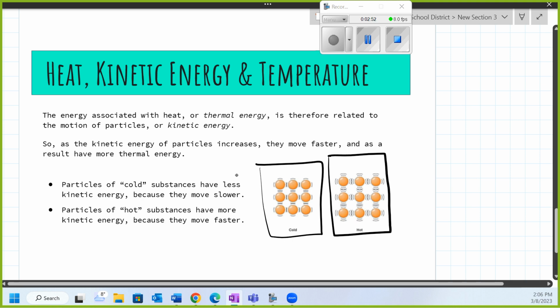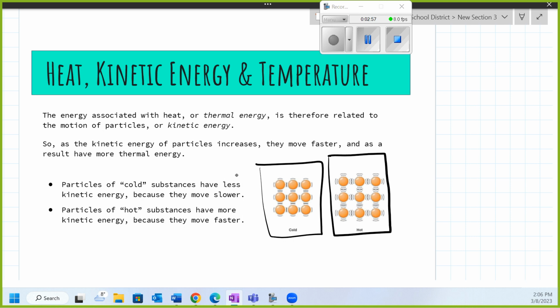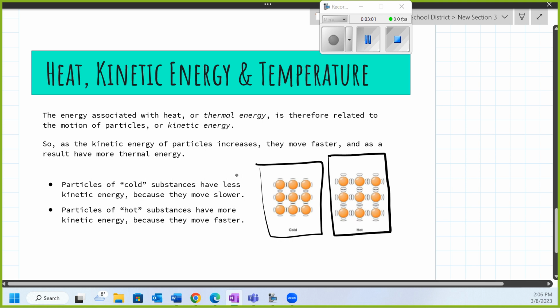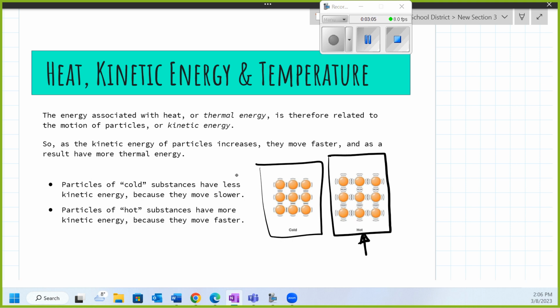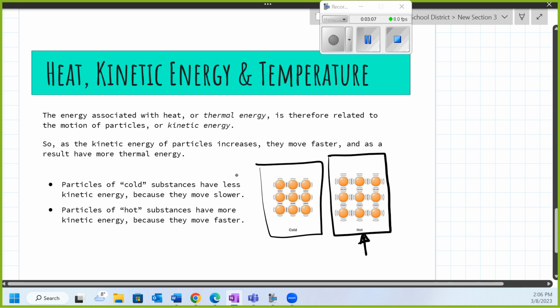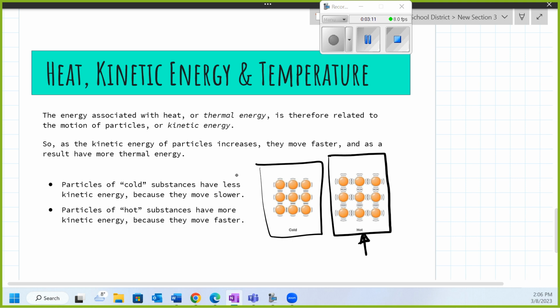Then we can say that particles that are moving less are reflecting less thermal energy, and particles that are moving a lot, like in this case here, are hot, and the temperature is higher, and then the kinetic energy is higher, which is reflected into a higher thermal energy.